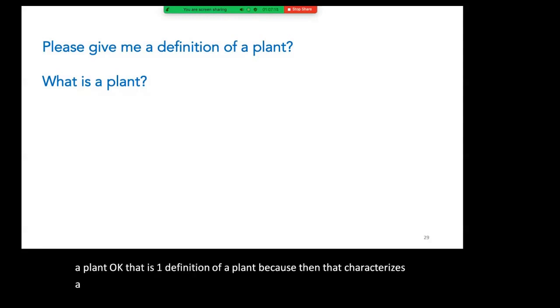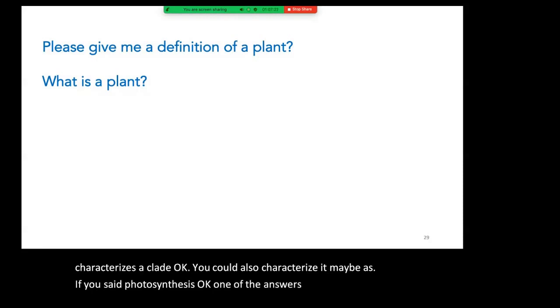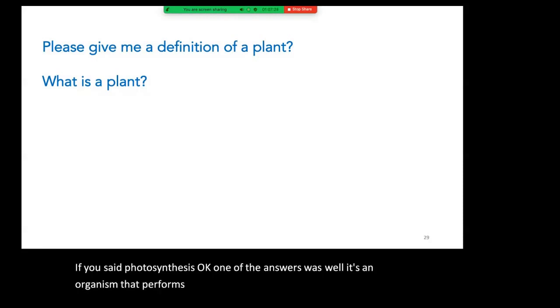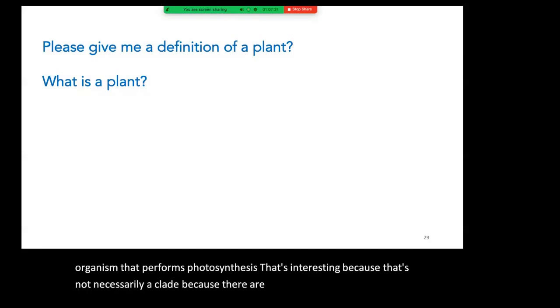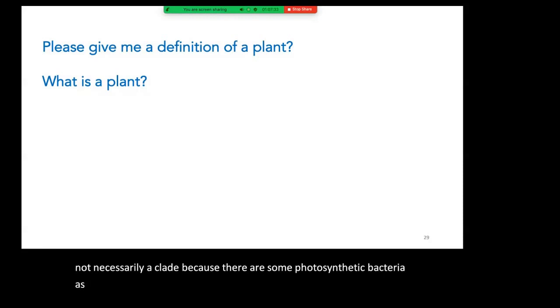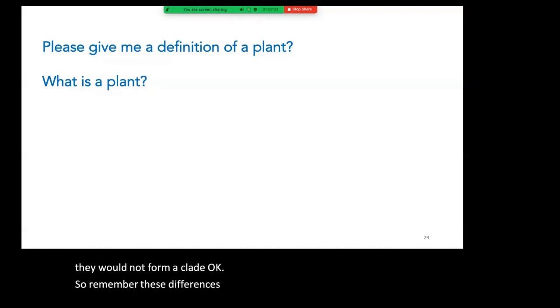You could also characterize it maybe as, well, if you said photosynthesis, one of the answers was, it's an organism that performs photosynthesis. Well, that's interesting because that's not necessarily a clade, because there are some photosynthetic bacteria as well as the land plants and photosynthetic algae, and together they would not form a clade. So remember these differences between paraphyletic groups and so on.